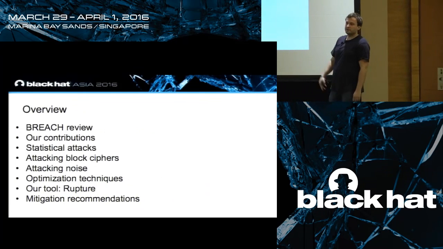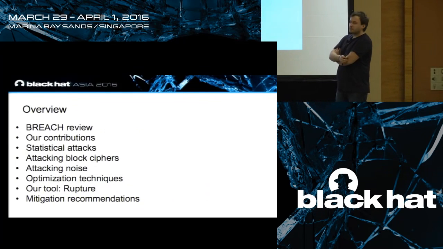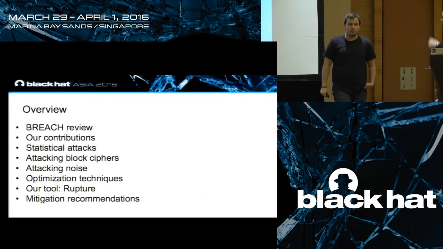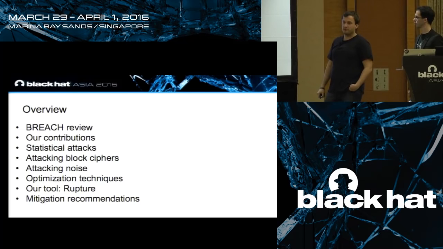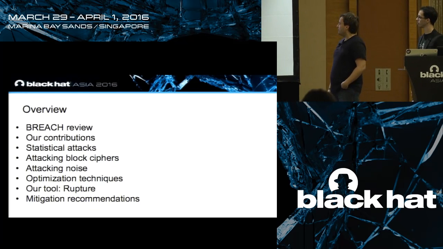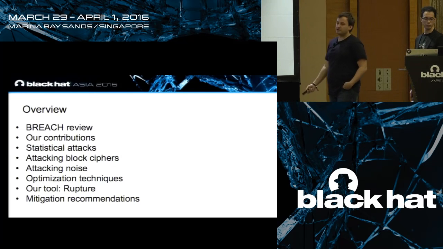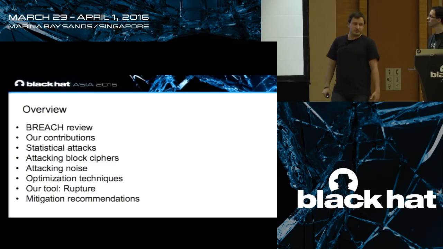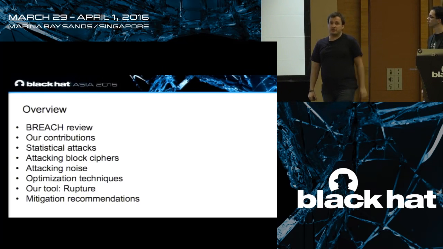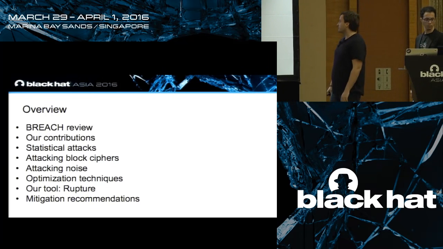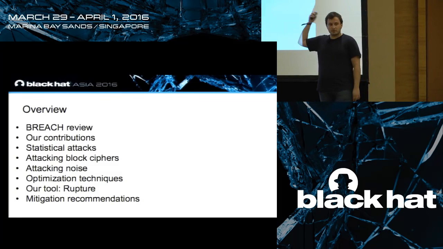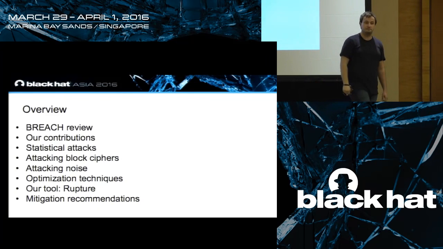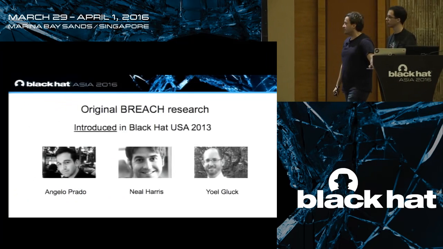So here's the overview of today's talk. First, we will review the original BREACH attack, and then we will go to our contributions. We will show you some statistical methods of performing this attack, and then we will show you how these can be used to attack both block ciphers and noisy endpoints. And then we will move on to some optimization techniques that we can use to make the attack much faster. And finally, we will present our tool, which is called Rupture. And we will end the presentation with some suggestions for how to mitigate this attack for good. So that's the plan for this next hour.